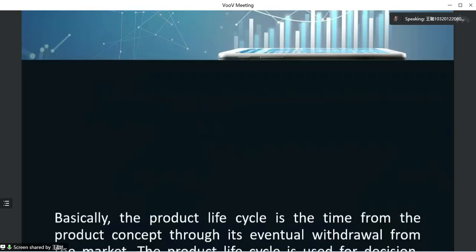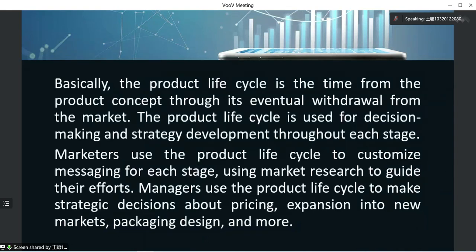The product life cycle is the time from the product concept to its eventual withdrawal from the market. It is used for decision making and strategy development throughout each stage. Marketers use the product life cycle to customize messaging for each stage, using market research to guide their efforts. Managers use it to make strategic decisions about pricing, expansion into new markets, packaging design, and more.